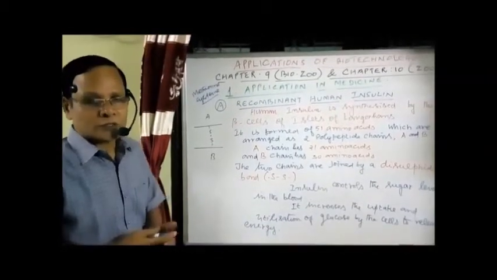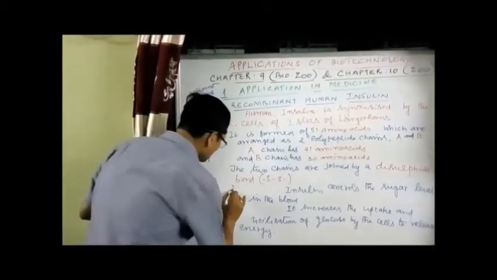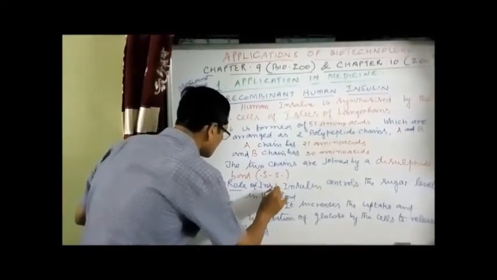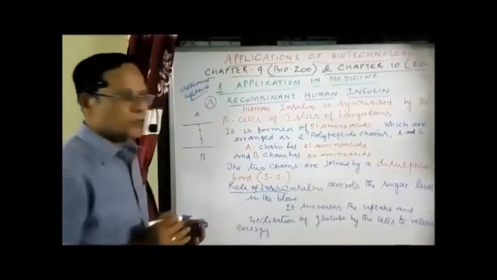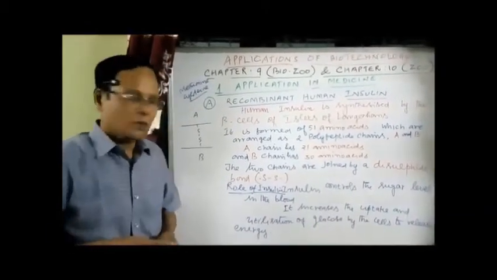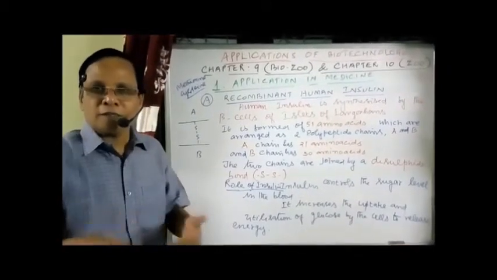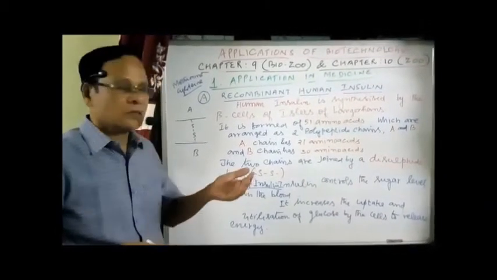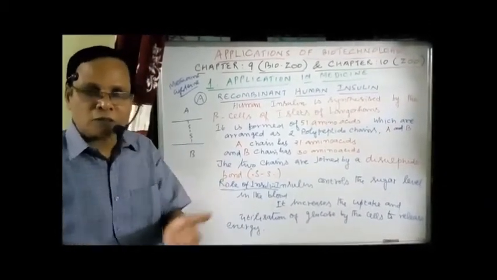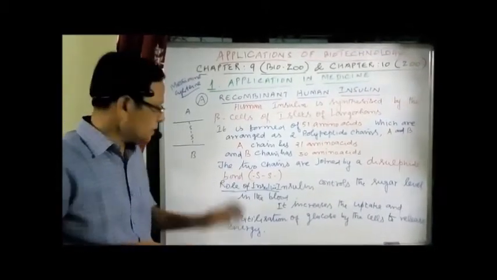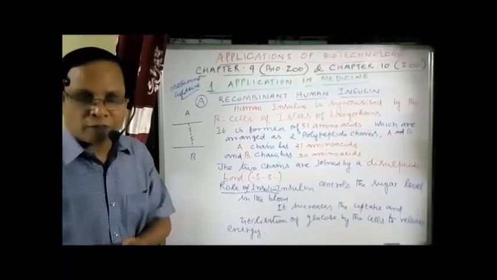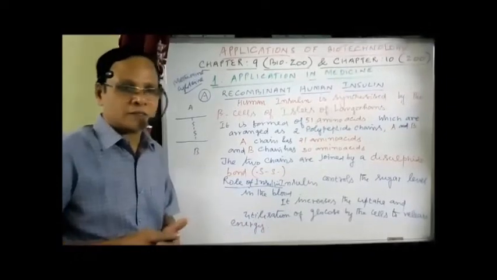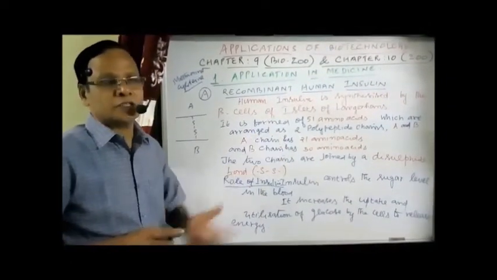Now what is the role of insulin? The insulin is responsible for controlling the sugar. It controls the blood sugar level. In what way? It increases the uptake and utilization of glucose by the cells. So the cells take glucose and then they oxidize the glucose to release energy. That is the role: it controls the blood sugar level by increasing the uptake and utilization of glucose by the cells, which results in the production of energy.